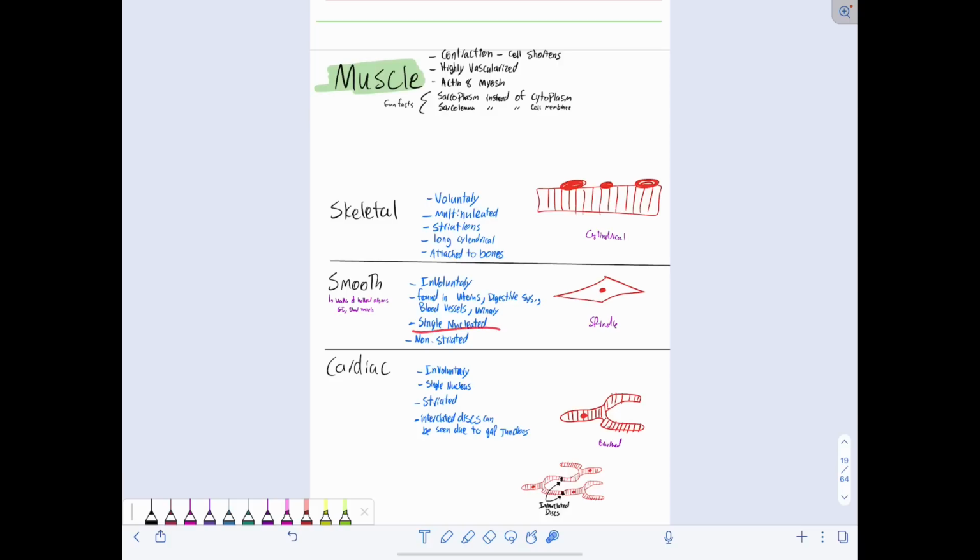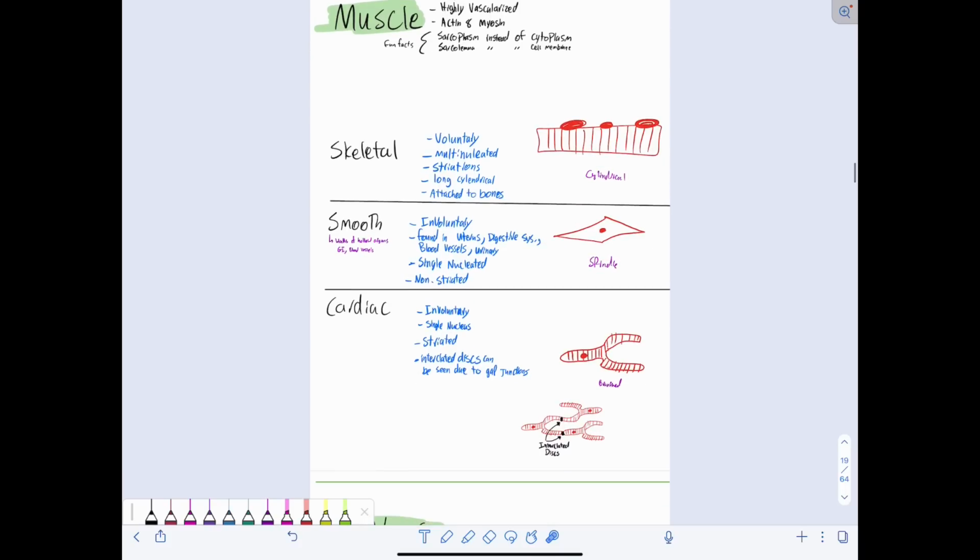It is single nucleated, so it only has one nucleus, and it's actually called uninucleated, I believe. Anyhow, it's non-striated. It's the only one that's non-striated. And then we go to cardiac. And cardiac muscle is, of course, involuntary. And where is it found? Well, cardiac means heart, so it's found in the heart only.